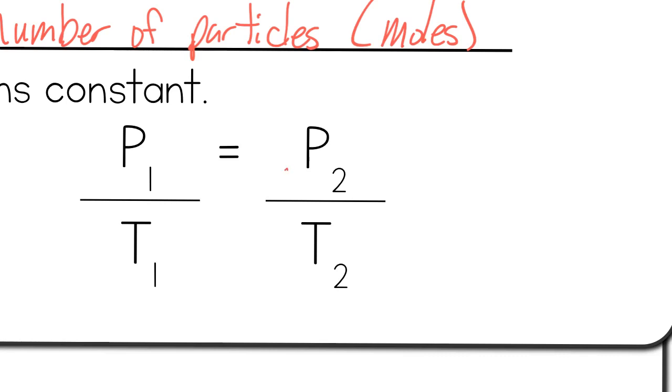So whenever we've got one of these equations where we've got two fractions, in order to solve this, the first thing we're going to do is cross multiply. We're going to turn this into P2 times T1 is equal to, and then cross multiply the other side, P1 times T2.